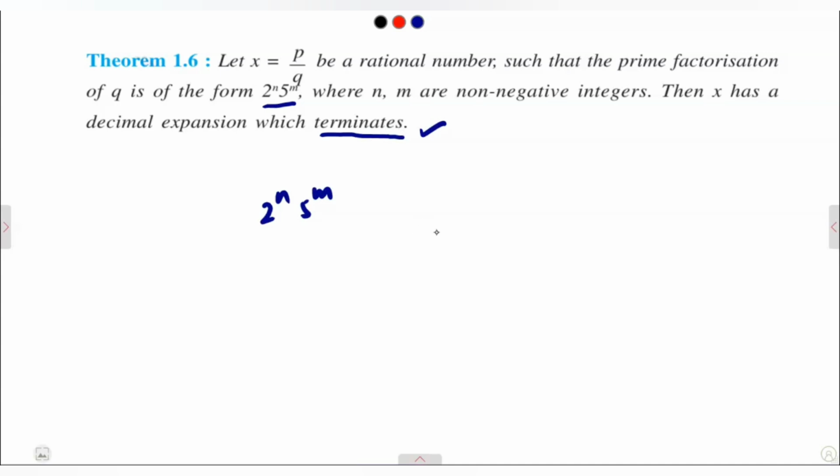So theorem 1.6 is nothing but the converse of theorem 1.5. So read theorem 1.5 and theorem 1.6 statements carefully. They are exactly converse to each other. So this theorem 1.6 is also true, which is the converse of theorem 1.5. So let us see some exercise questions in the next video.